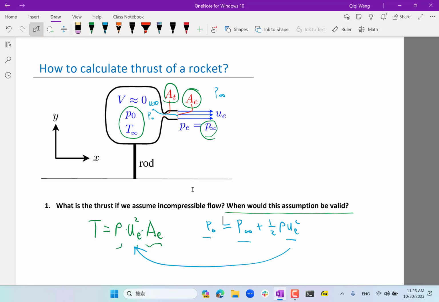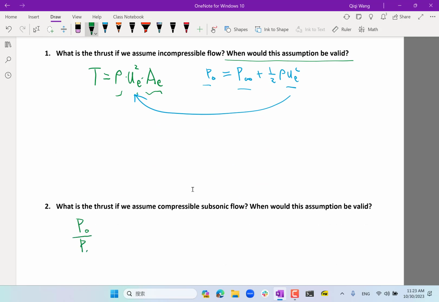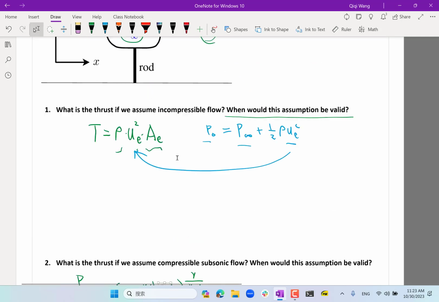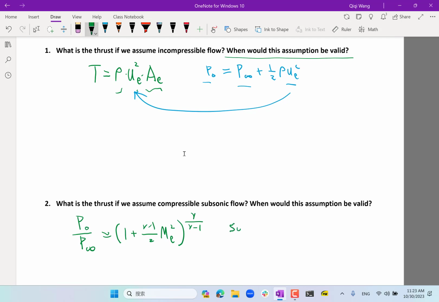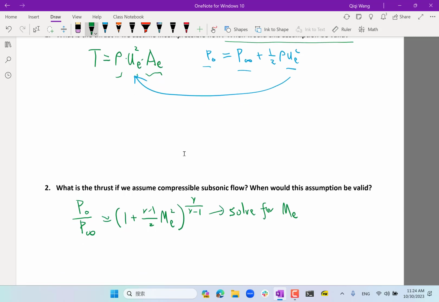As a result, P0 over P infinity has to be equal to 1 plus gamma minus 1 over 2 Mach exit squared, to the power of gamma over gamma minus 1 for the pressure ratio. So here you figure out the Mach number at the exit, and you can solve for the Mach number at the exit. Once you have the Mach number at the exit, you can know not only P0 over P infinity, you can also know rho 0 over rho exit. That's going to be a function of this Mach number at the exit again, but with the power of 1 over gamma minus 1. So from here, you can compute the density at the exit, and as a result, this part is now known.